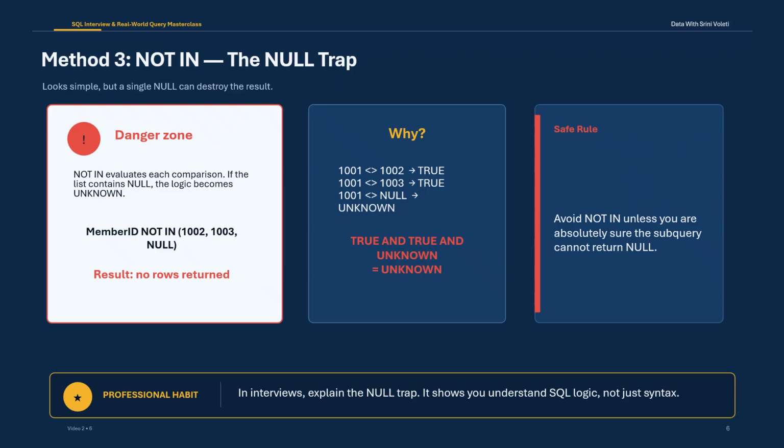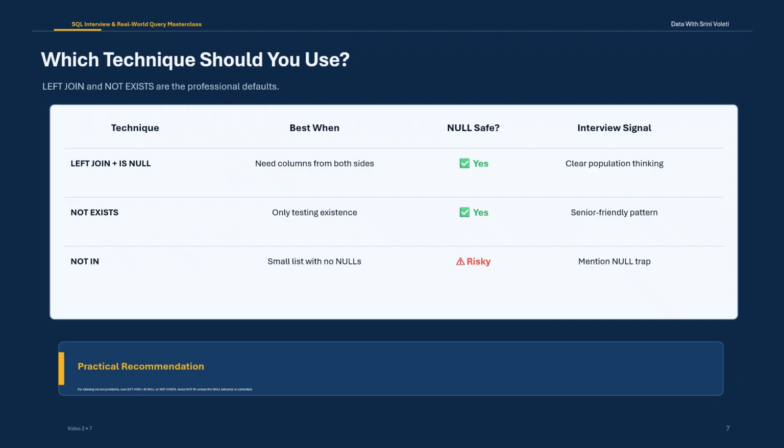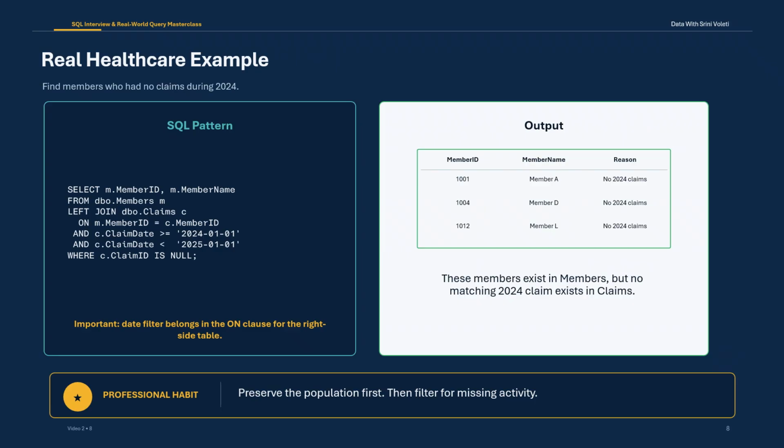This is critical. If we put the right table date condition in the where clause, members with no claim would have null claim dates and would be removed, accidentally turning the left join behavior into an inner join. After the join, where claim ID is null keeps only members with no matching 2024 claim. The output contains members who exist in members but have no qualifying activity in claims. The professional habit is preserve the population first, constrain the right side activity in the on clause, then filter for the missing match.